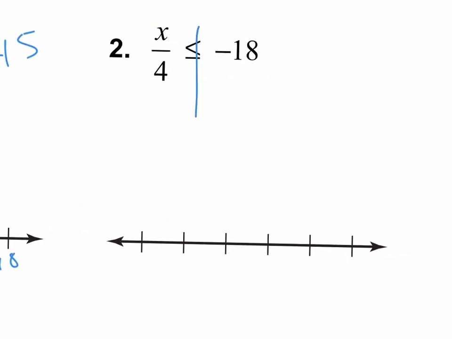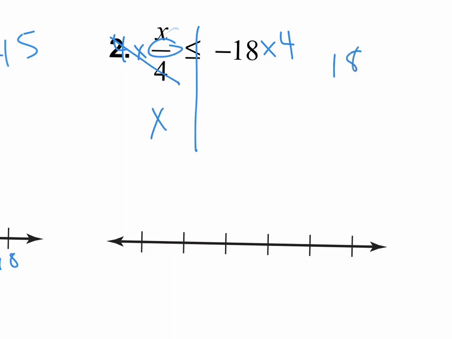We draw our line. Okay, this means to divide. So the opposite of division is multiplication. So I'm going to multiply by 4 over here. What I do to one side, I have to do the other side. So these cancel each other out. You get left with x.